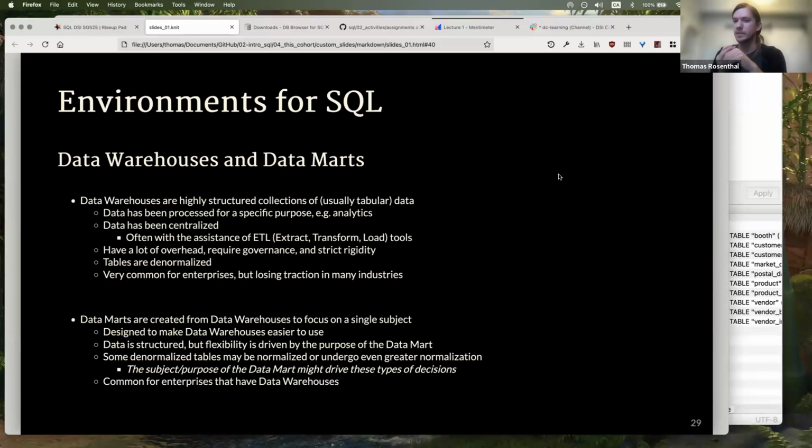It's driven by the purpose of the data mart. So you'll see a mix of denormalization and some normalization. And you can even go further down the normalization path. And this is really driven by the purpose of the data mart. And so when you get into intense database design, these are the types of topics that come up, to determine exactly how you're storing data and how easy it is to query that data.